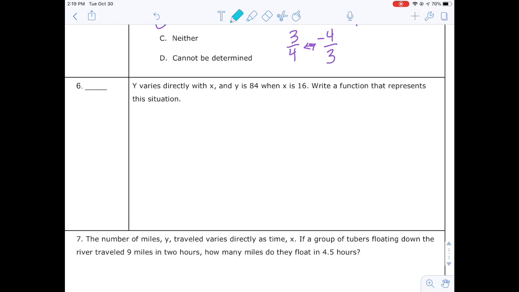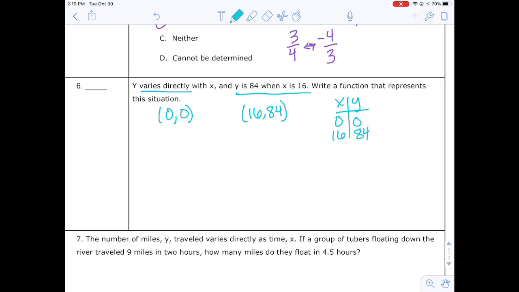Number 6, y varies directly with x, and y is 84 when x is 16. Write a function that represents this situation. So varies directly is the point 0, 0. And then for this point, x is 16, y is 84. So I'm going to plug this into stat edit exactly like I see it.